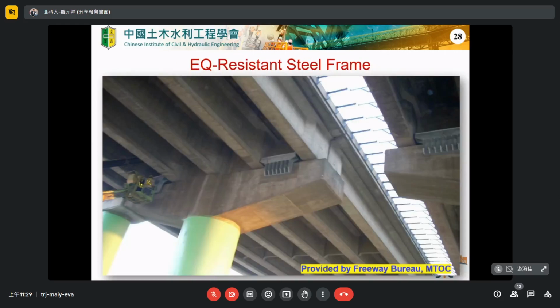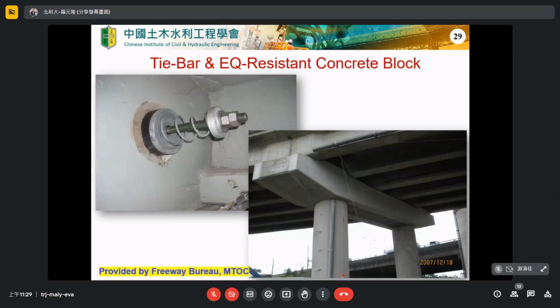And this slide shows that we consider the earthquake resistant steel frame here. Because we have to understand that the space for reconstruction or for the seismic retrofit is not so large. So the seismic retrofit has to consider the space needed for construction.